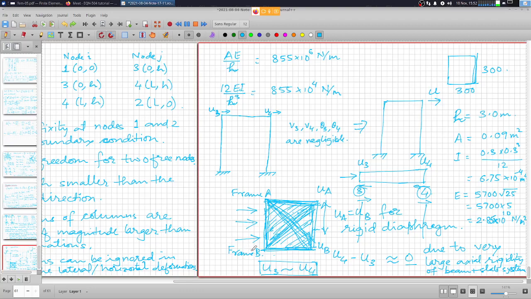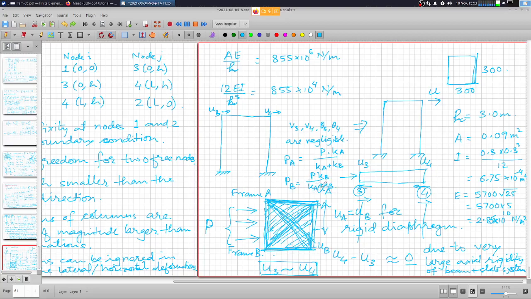and the force taken by frame B will be in proportion to the stiffness of frame B. If the total force is, let's say, P, then PA is going to be P multiplied by Ka divided by Ka plus Kb, and Pb is going to be P multiplied by Kb divided by Ka plus Kb.